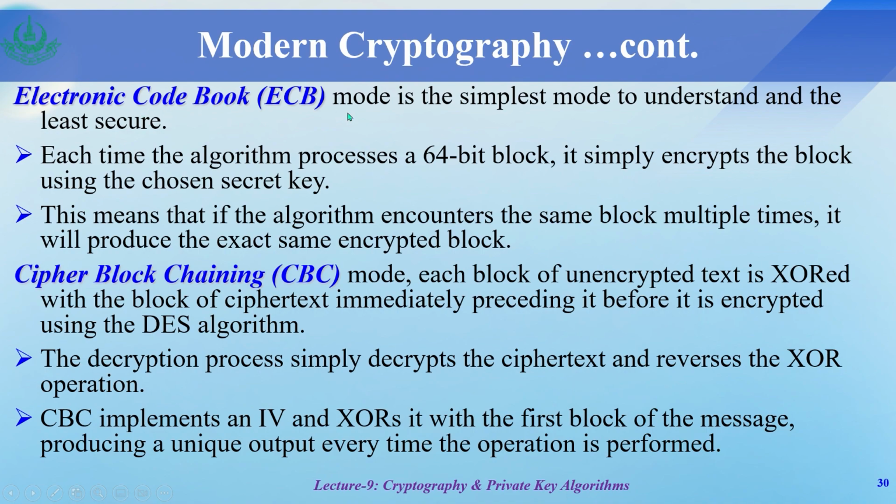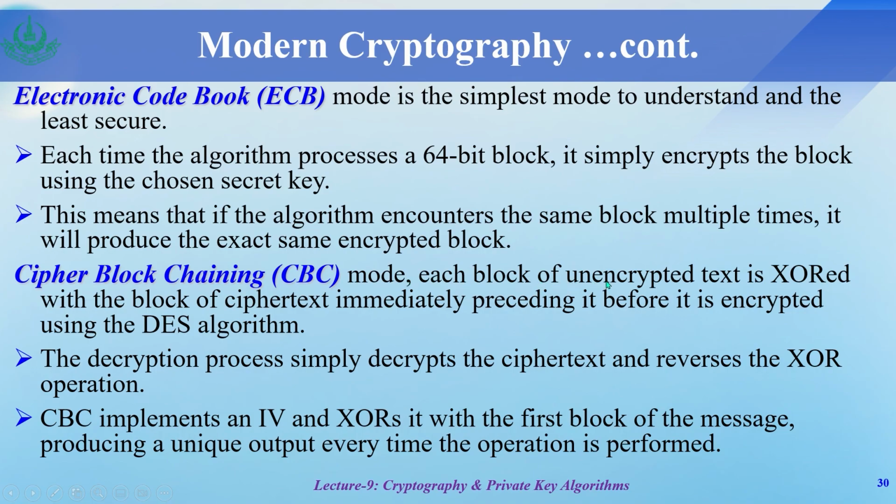Electronic Code Book mode is the simplest mode to understand and the least secure. Each time the algorithm processes a 64-bit block, it simply encrypts the block using the chosen secret key. This means that if the algorithm encounters the same block multiple times, it will produce the exact same encrypted block as a cipher. Cipher Block Chaining mode.